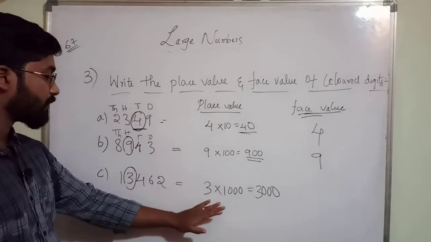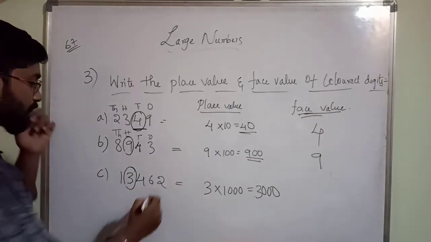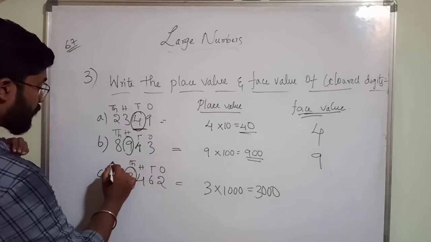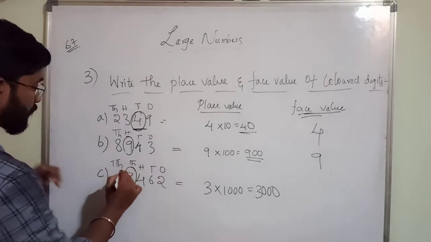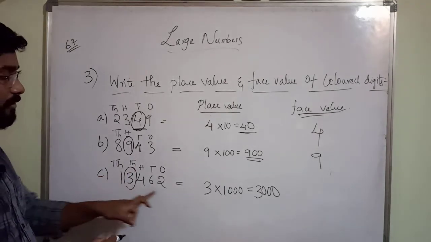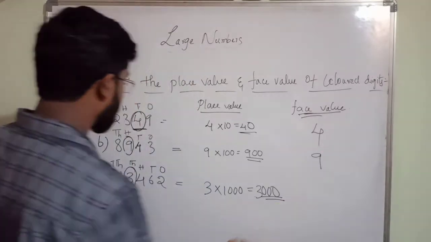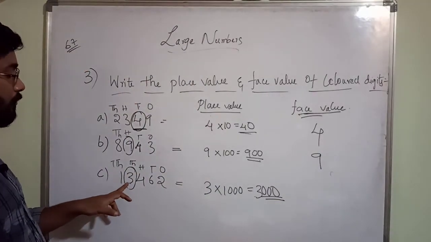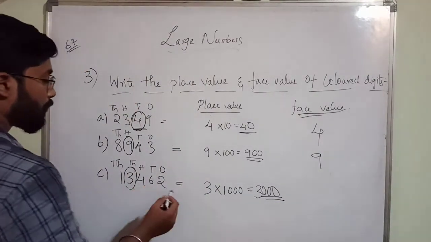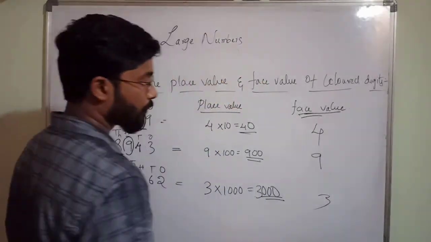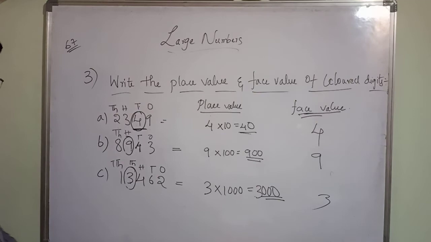Write 3. And in which place it is there? Ones, tens, hundreds, thousands. This one is 10,000s. 3 is in which place? Thousands place. 3 into 1000 is 3000. This is the place value. Next one. What is the face value? 3 itself. Looking at this number, what you will recognize? 3. Clear? Next one.